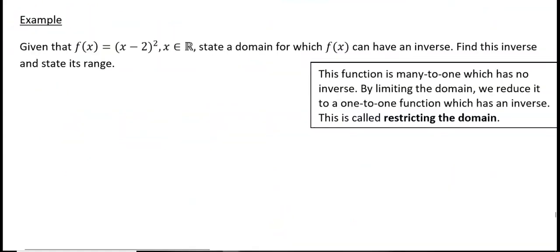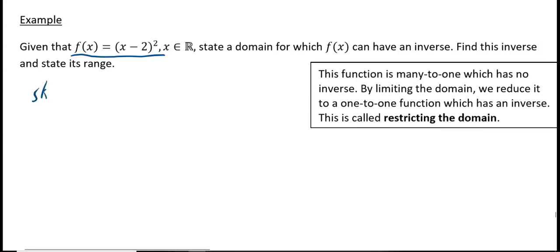Okay, this example says, given that f of x is equal to x minus 2 all squared, where x belongs to the set of reals, state the domain for which f of x can have an inverse, and find this inverse and state its range. Earlier in the video, it says that only a one-to-one function can have an inverse. So what we're going to do is sketch our original graph, see what it looks like, and then see how we can restrict it so that it is now a one-to-one.